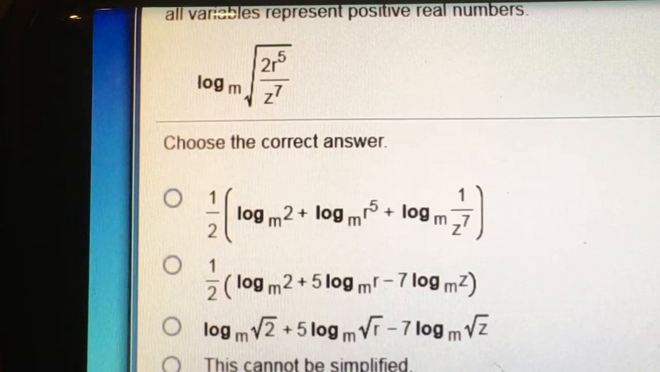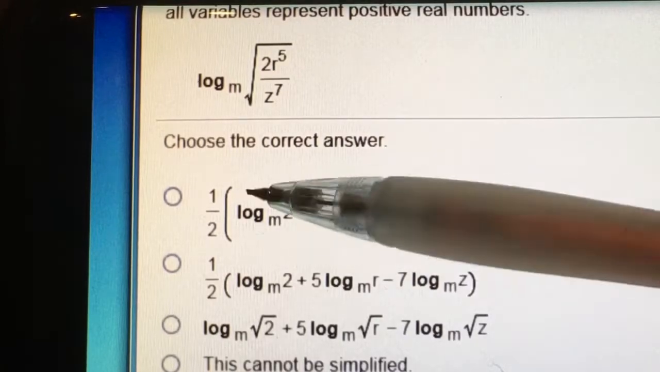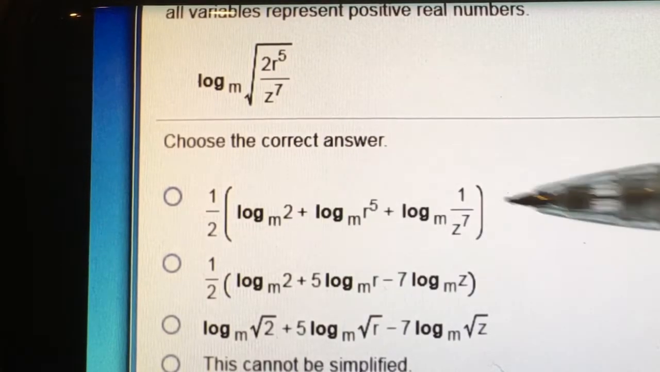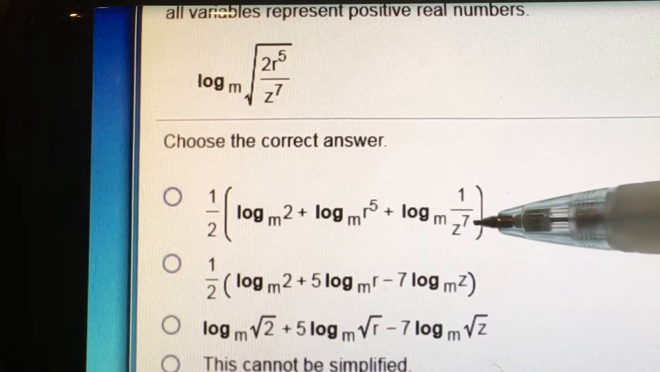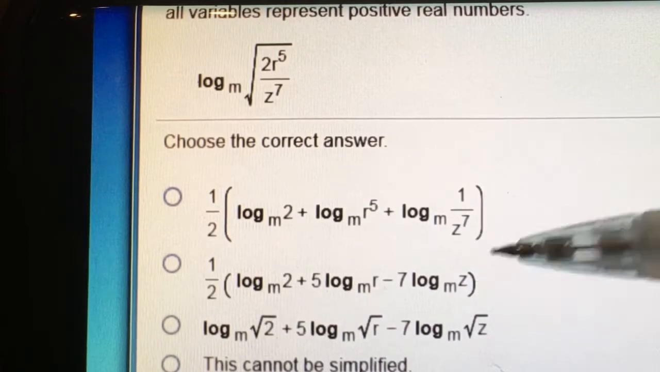The simple logarithm problem where it wants to expand. The square root is going to change to a 1/2 out front. So right now I know it's either A or B. The answer will never have a fraction or an exponent, so it can't be A, so it has to be choice B. And here's why.